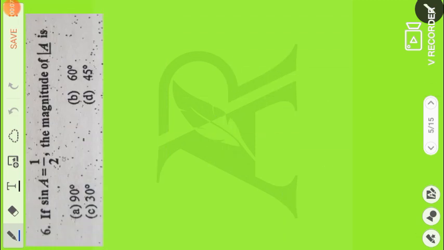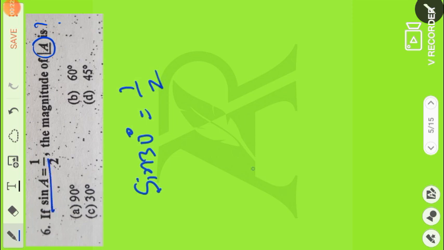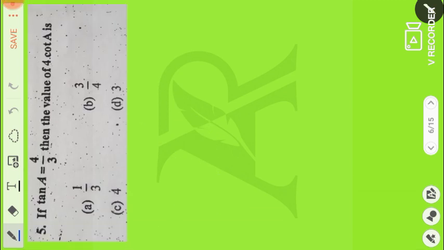Let us see the next question. If sin A equals 1 by 2, the magnitude of angle A is dash. We need to find angle A. We know from the table that sin 30 degree is 1 by 2. Therefore, by comparing sin A equals 1 by 2 and sin 30 degree equals 1 by 2, we can easily say that angle A should be equal to 30 degree. Therefore, option C is the correct answer.